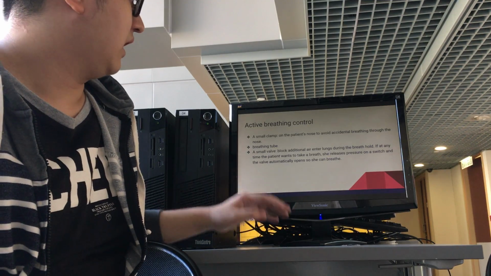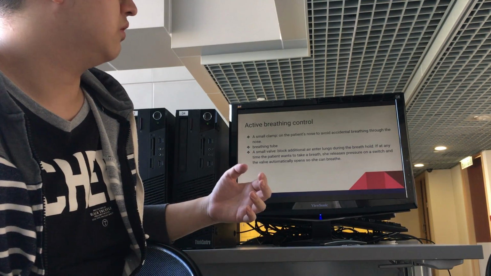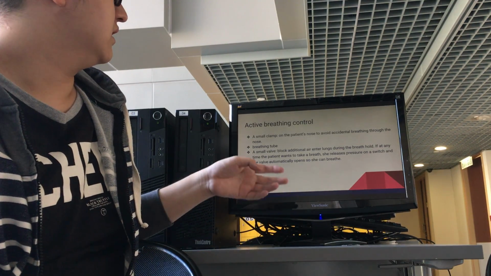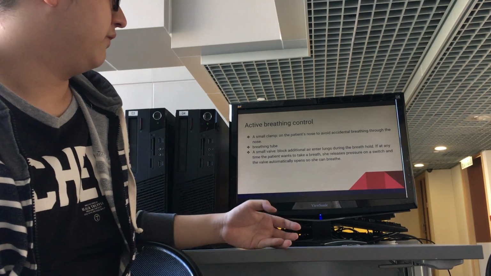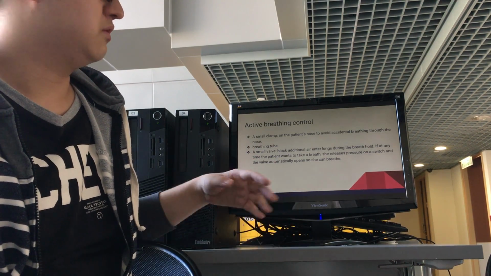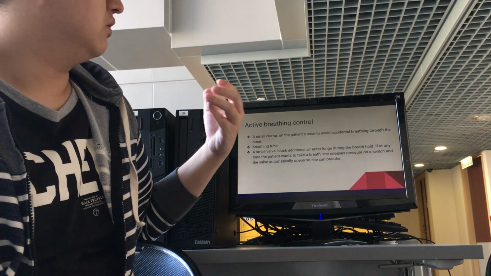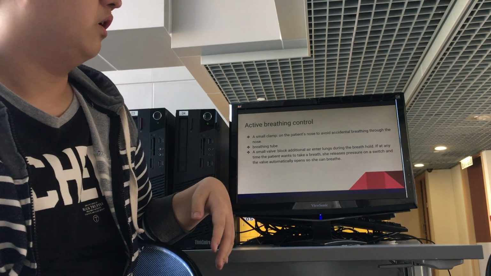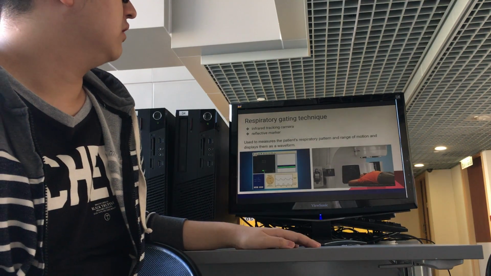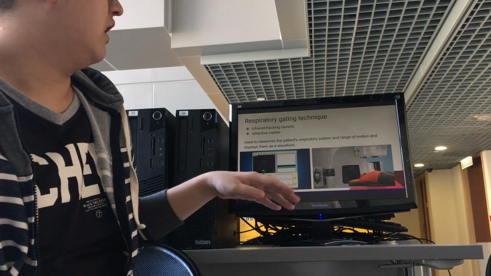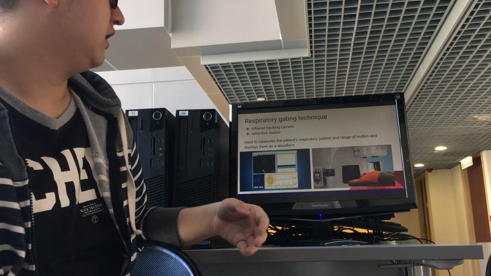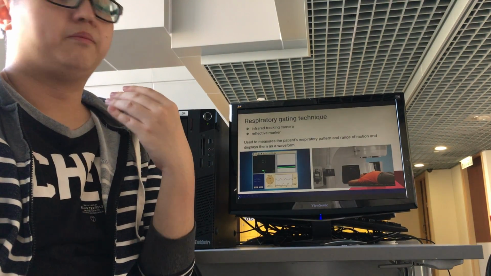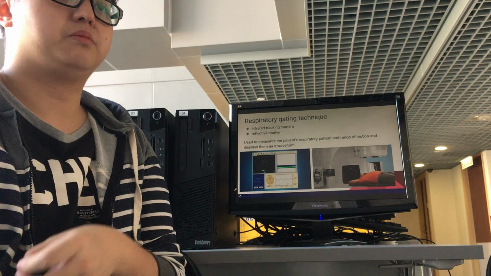There is a small cap placed on the patient's nose to avoid accidental breathing through the nose. There is also a breathing tube for the patient to breathe through, and a small valve used to block additional air from entering the lungs during the breath hold. For the respiratory gating technique, an infrared tracking camera and a reflective marker are used to measure the patient's respiratory pattern and range of motion and display them as a waveform.